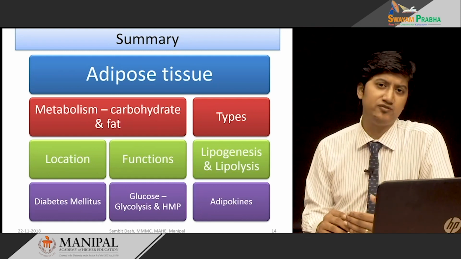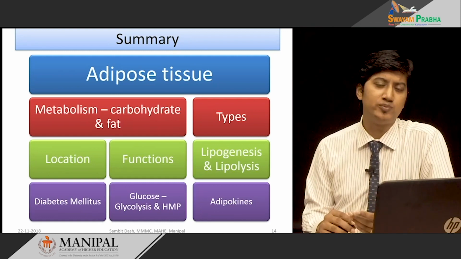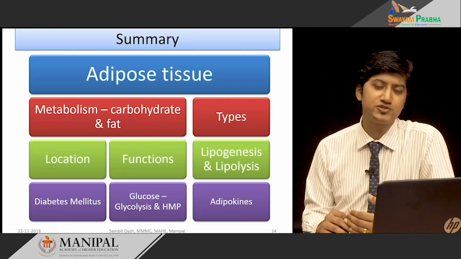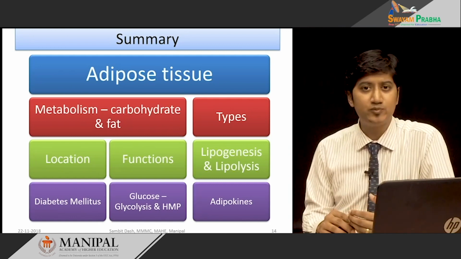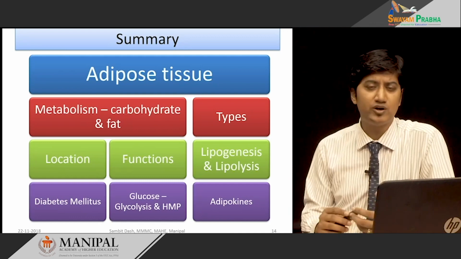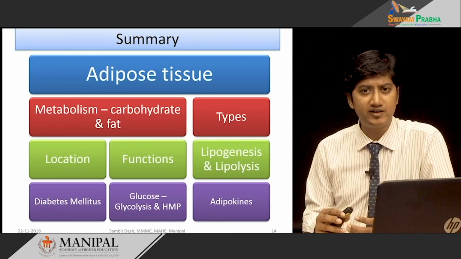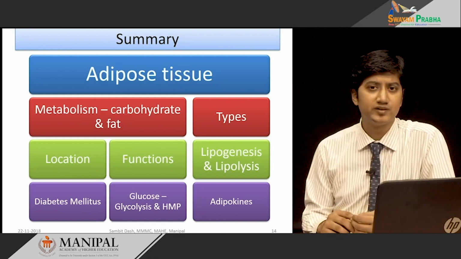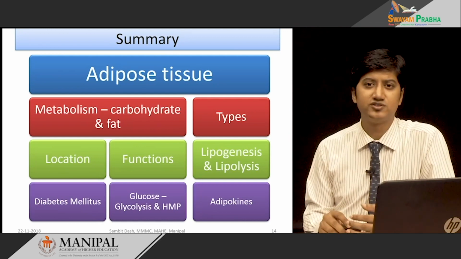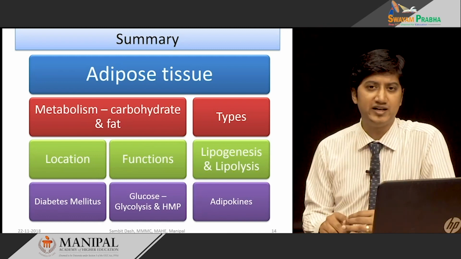And finally, briefly, we saw two important molecules secreted by adipose tissue, leptin and adiponectin, which are very importantly related to hunger and ultimately obesity. So that finishes this topic of metabolism in adipose tissue.